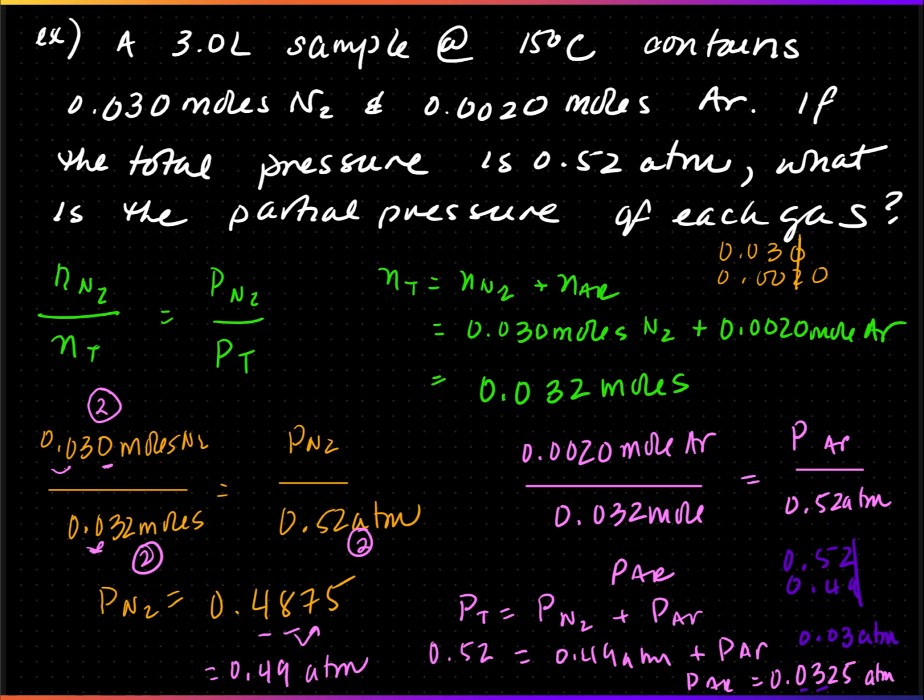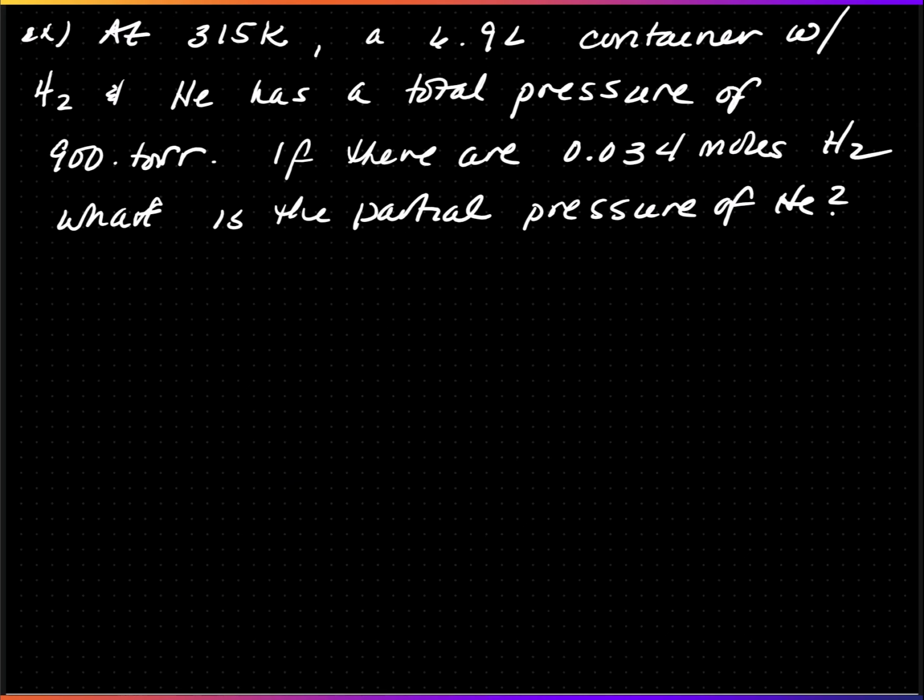So you could solve it with PV equals nRT. It just takes a lot longer. If you do the mole ratio and there's only 2 gases, and you know the total pressure, if you solve for one, you could subtract to get the other, or you could plug it back into the equation. Pause the video, try this example on your own, and then check your answer.